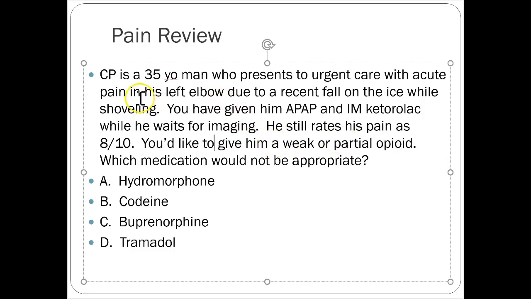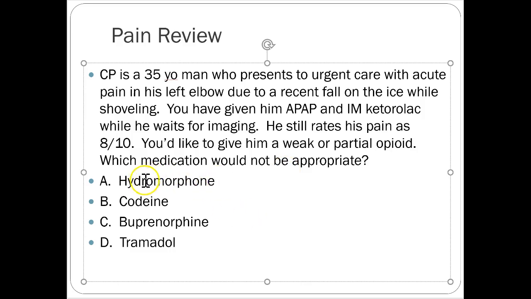Okay, so I reworded this. So again, we have this person. He got acetaminophen and Toradol. He rates his pain as 8 out of 10. You'd like to give him a weak or partial opioid. Which medication would not be appropriate? So the choices have 3 drugs. Which one of these is not a weak or partial opioid?